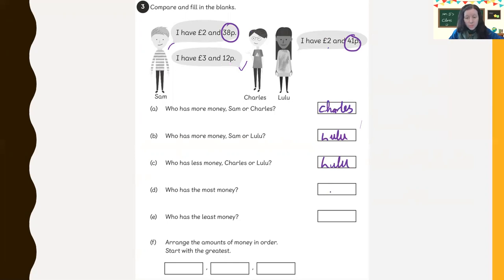Who has the most money? Charles, because he has the most pounds, £3. Who has the least money? Well, out of the other two, Sam and Lulu, we already know that Lulu has more, so Sam has the least. So we've just answered this question already. Start with the greatest. We know that's Charles. We've just written it. We know that Sam has the least. And therefore Lulu is in the middle. Well done if you got those right.